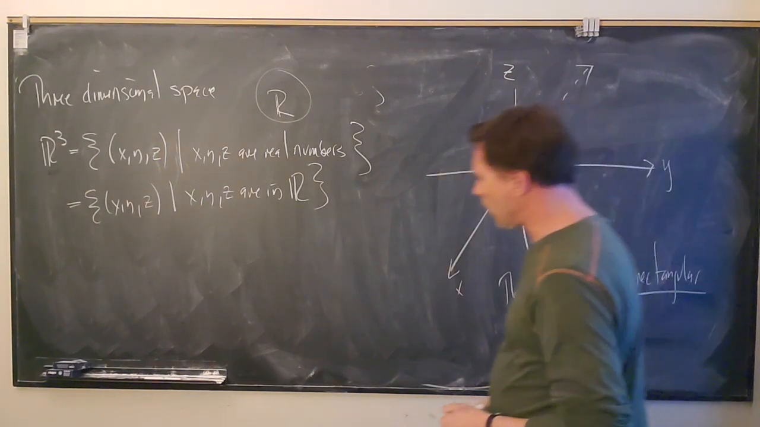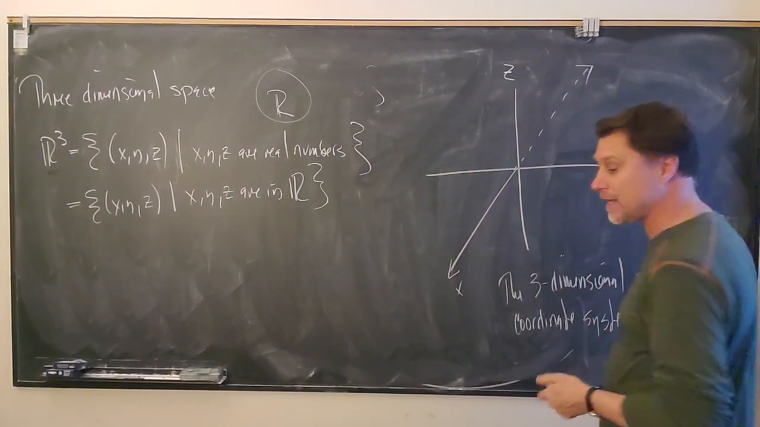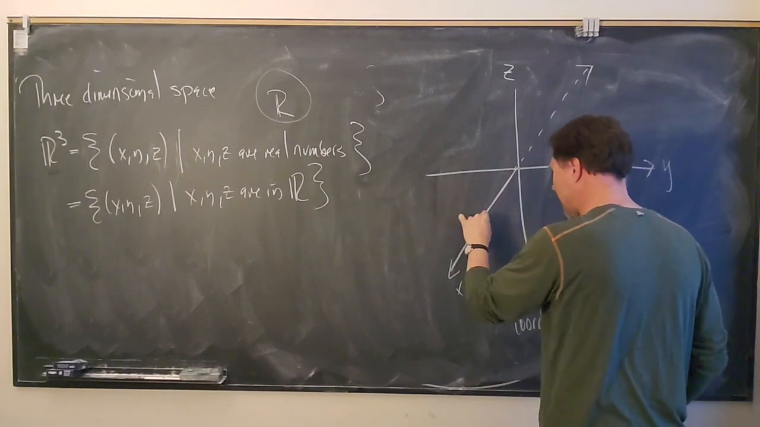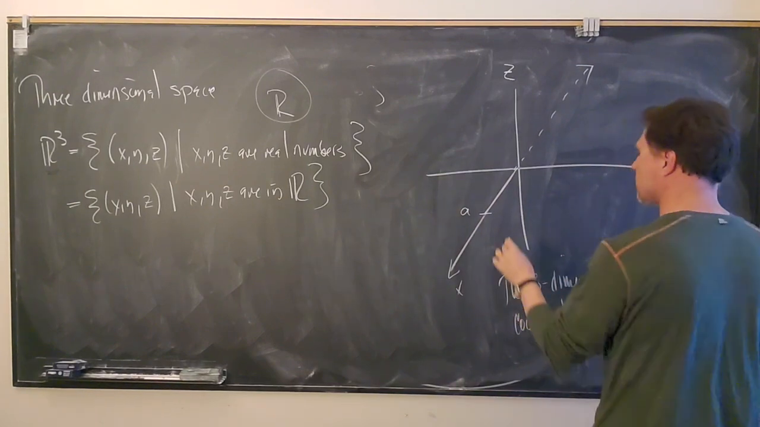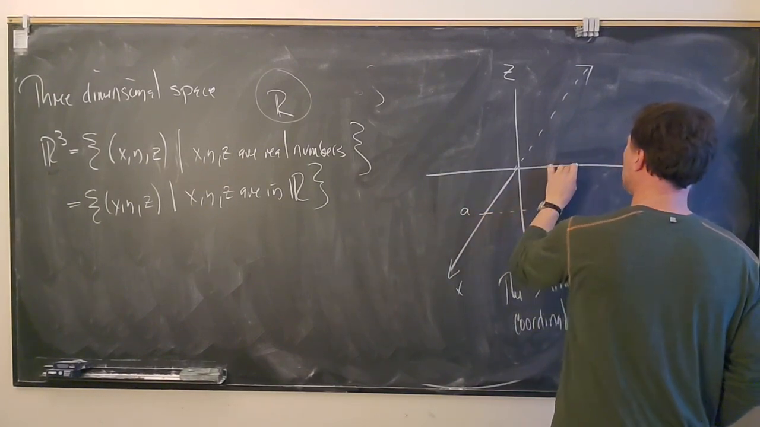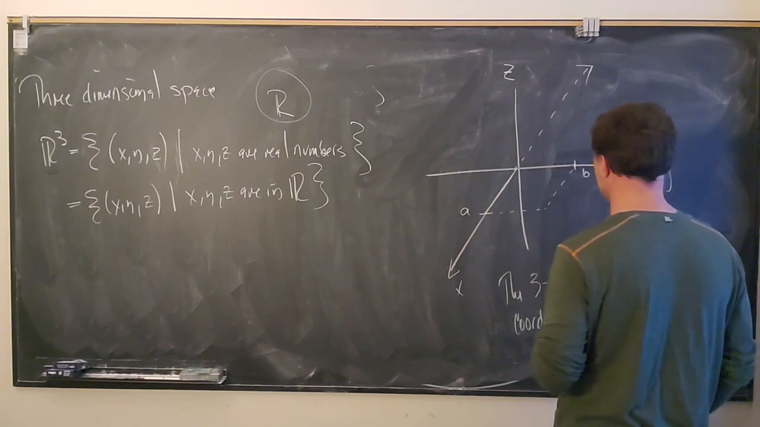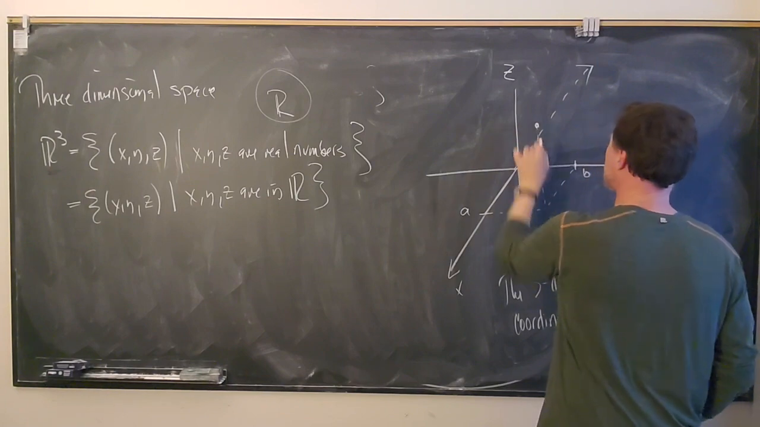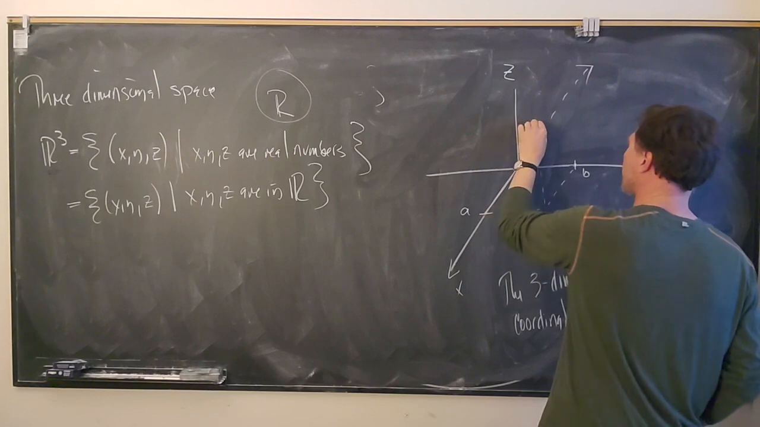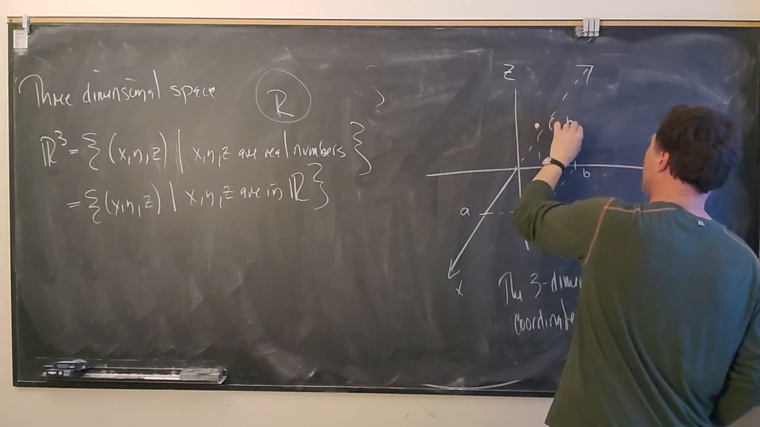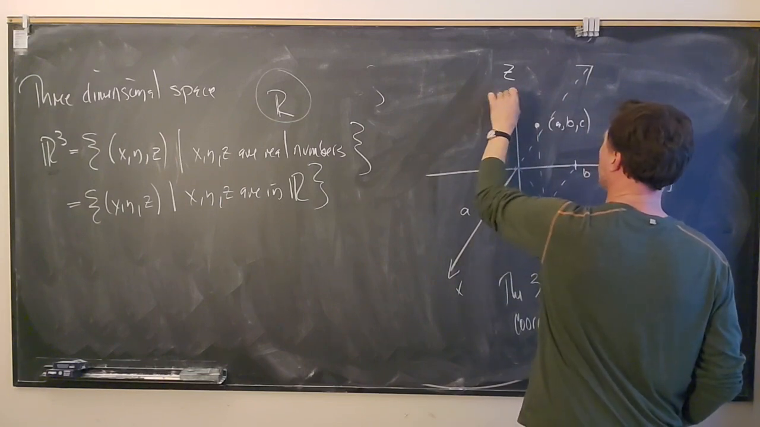Okay, so now if you want to talk about a point in space, it's going to be of the form A, B, C. And so the way you depict how it happens, right, you go out A units along the x-axis, you go over B units on the y-axis, and then you go up C units along the z-axis, and so that point right there is A, B, C.